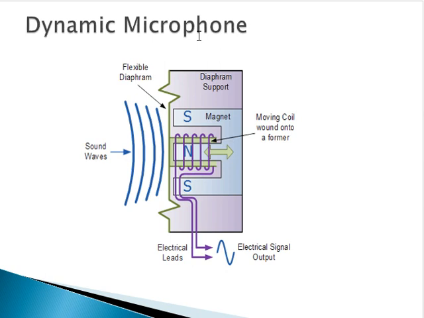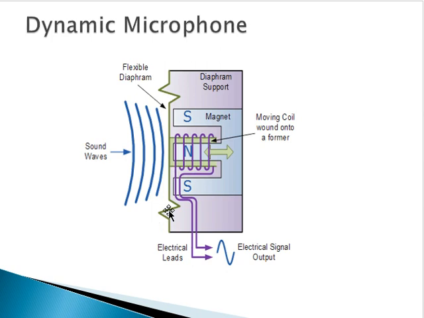In a sound system there is a microphone, or mic, you may have seen that. Inside it, a dynamic microphone assembly is used. If you see this diagram, this is the magnet. This is the south pole, this is the north pole, this is the south pole, and this is called a flexible diaphragm.